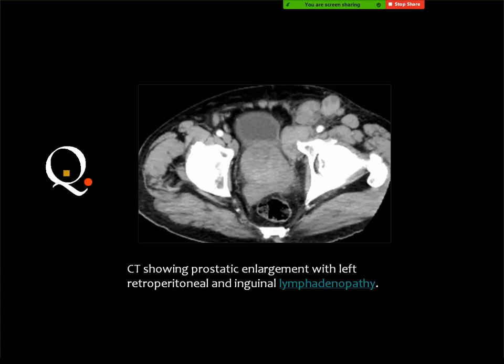Multiple lymphadenopathy is noted in the left inguinal area. Yes, these are lymph nodes. And this is a prostate. Okay, the diagnosis is? I think lymphoma of the prostate. Prostatitis, inflammation. Okay, then we have three possibilities: prostatic cancer, prostatic lymphoma, and prostatitis with inflammatory nodes.